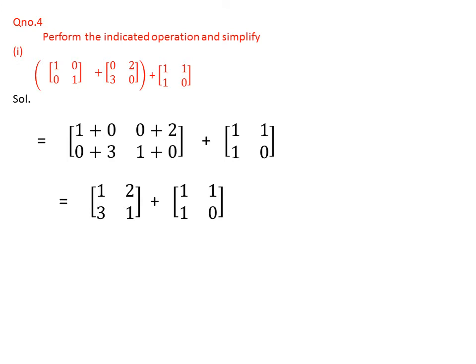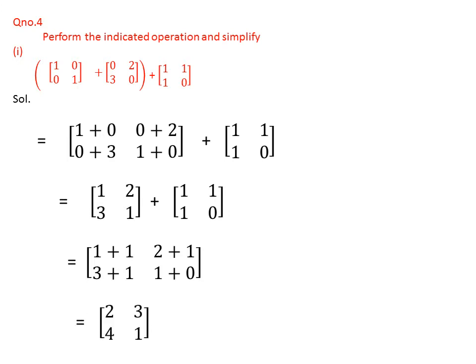Now the corresponding elements of both these matrices are added. For this we can write 1 plus 1, 2 plus 1, 3 plus 1 and 1 plus 0. And after the addition of these elements, we will get the required matrix which has the elements 2, 3, 4 and 1.